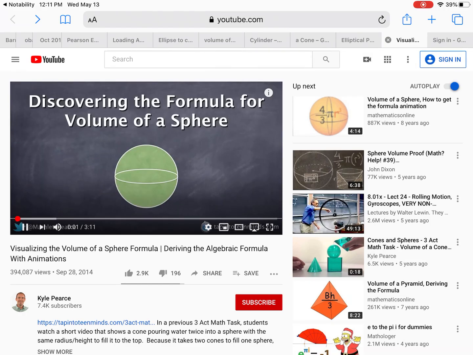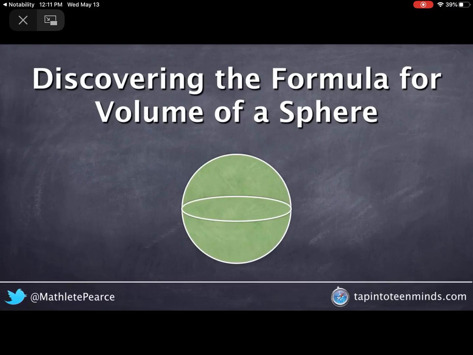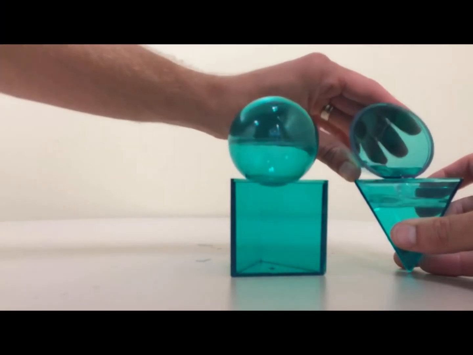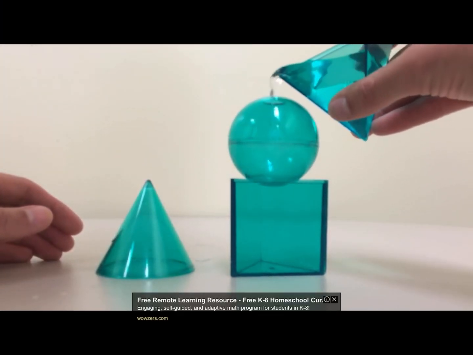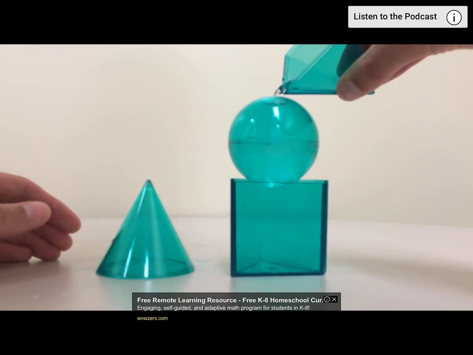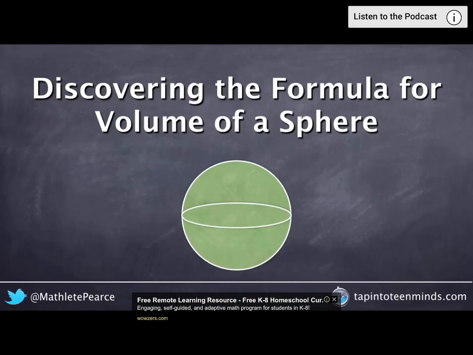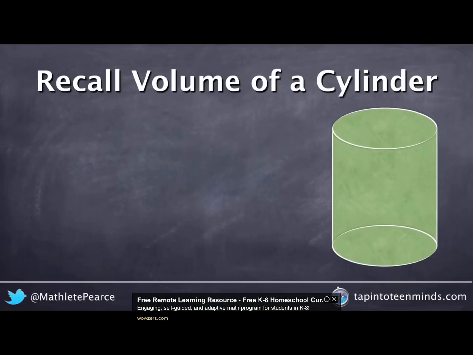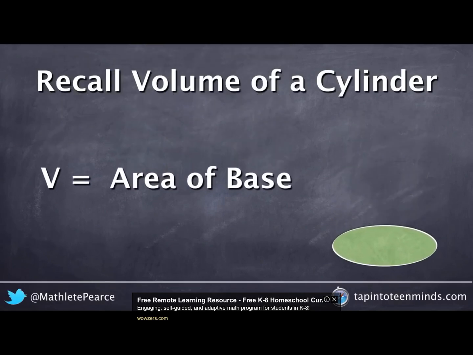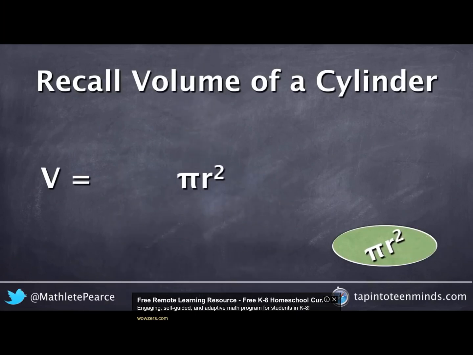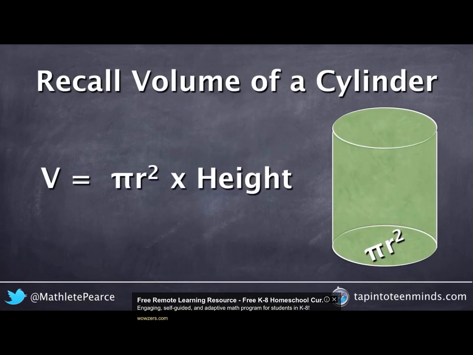In this video, we're going to discover where the formula for the volume of a sphere comes from. In a previous video, we saw that it took two cones to fill a sphere with the same radius. So we'll now go back to recall the volume of a cylinder. And if we remember, the area of the base is pi r squared, since the area of a circle is pi r squared, and we can get the volume of that cylinder by multiplying by the height.